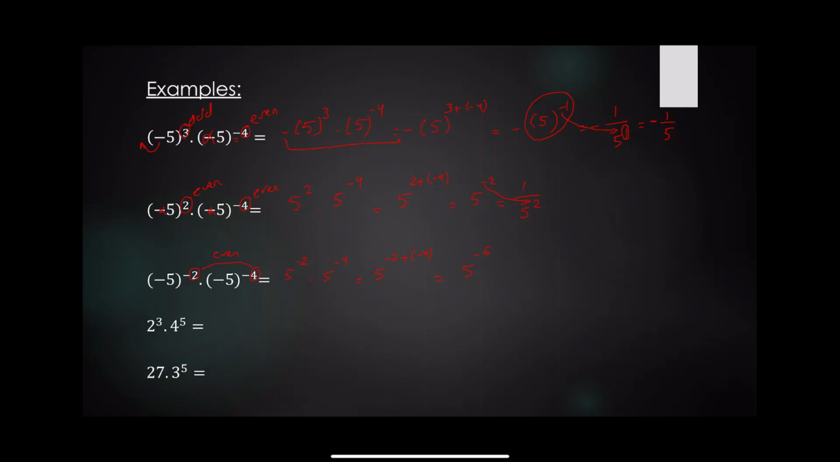Again, use this trick here. It is 1 over 5 to the power, instead of negative 6, it will become a 6. Next: 2 to the power 3 times 4 to the power 5.